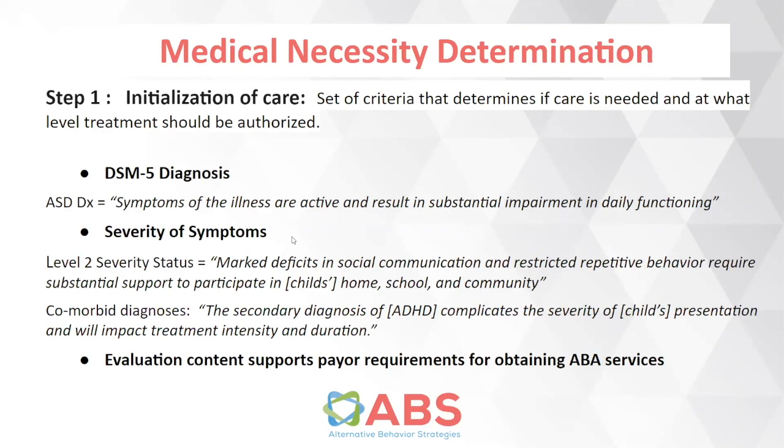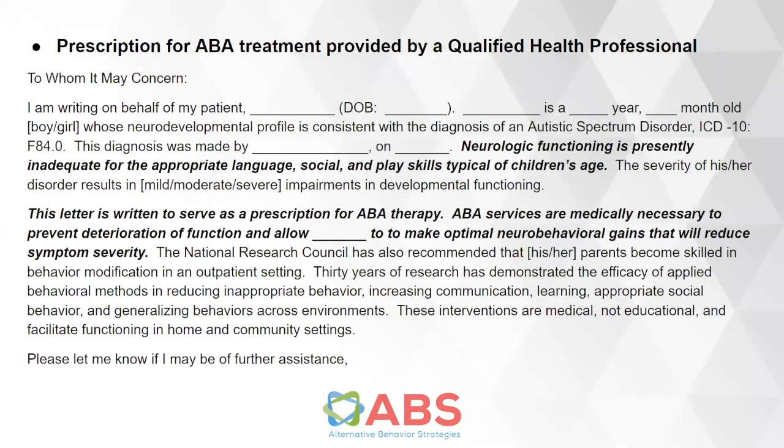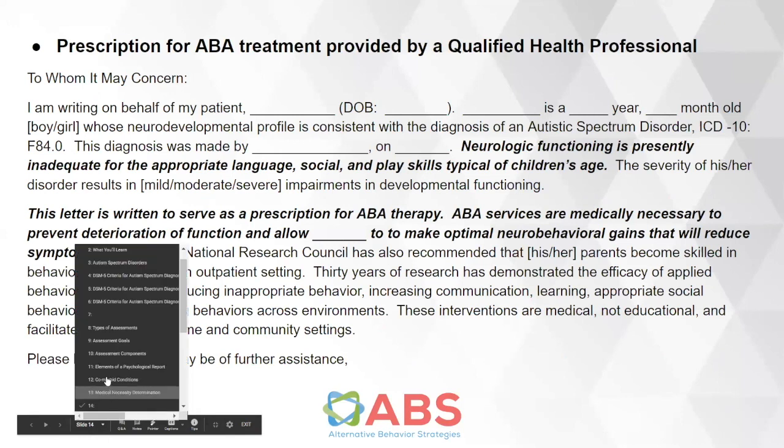Another thing you can do when you're trying to make the case for initial medical necessity is, again, to reference the severity of those symptoms, getting to the levels of symptom severity that should be in that diagnosis. I gave an example here. If someone had level 2 severity status, then you might want to say something like marked deficits in social communication and restrictive and repetitive behavior require substantial support. Remember, anything on level 2 is substantial support to participate in the child's home, school, or community. Level 3, just to review, is very substantial support, and level 1 is just support.